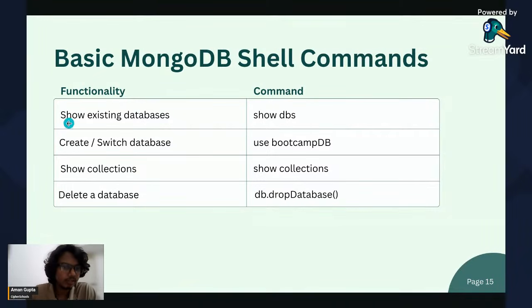So let's start with the very first thing. How do you check the existing databases? Like I told you, hierarchy. MongoDB will have databases, right? It can have a university database, it can have a college database, and so on. So how do you see all of the existing databases? You will use a command called show dbs.